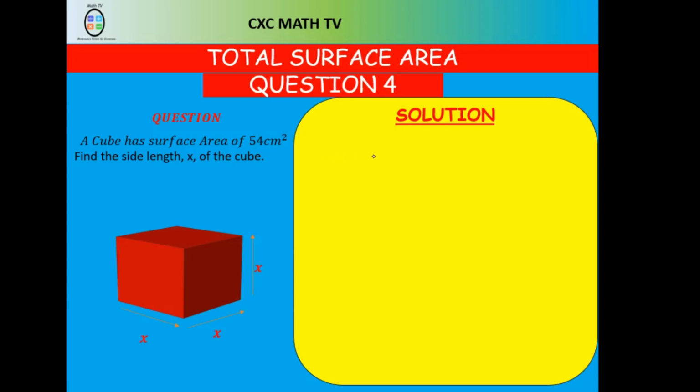So in a question like this, what do you know? You know that the total surface area of a cube is equal to 6L squared. Write down what you know, right? Now, what is L in this case? L is x. That's its side length. So in this case, they told us L is x. So 6x squared is equal to the total surface area, which is 54.